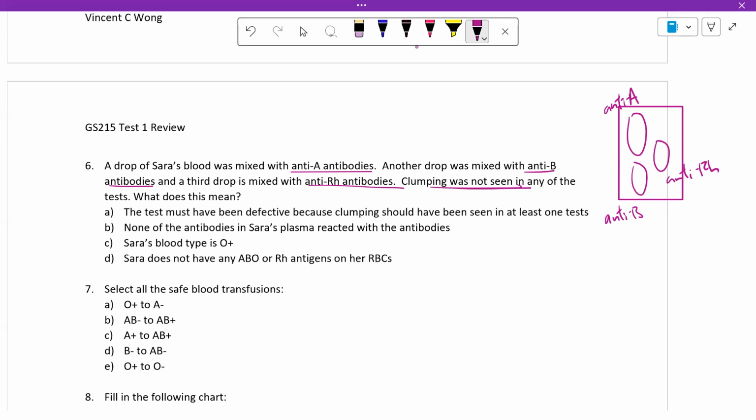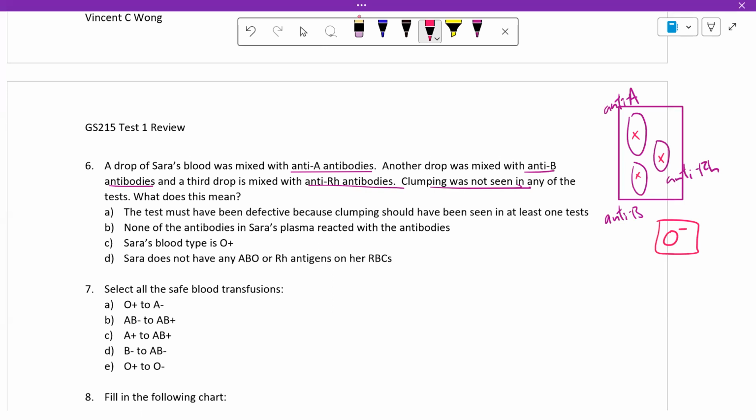Clumping was not seen in any of the tests. So no reaction, no reaction, no reaction, right? I guess it must be O negative. O negative, that's right. So this person is O negative. That's excellent. But let's take a look at what's going on here with the choices.